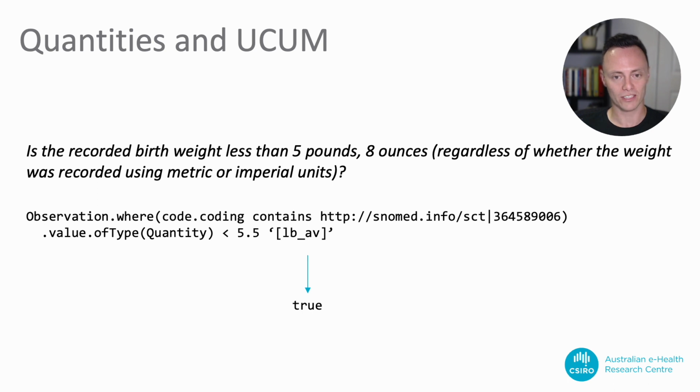This example shows a FHIRPath expression that uses the less than operator on a quantity field that may have been captured using different units. Because we already canonicalized these quantities when they were encoded, we can compare them directly without any need for manual conversion.